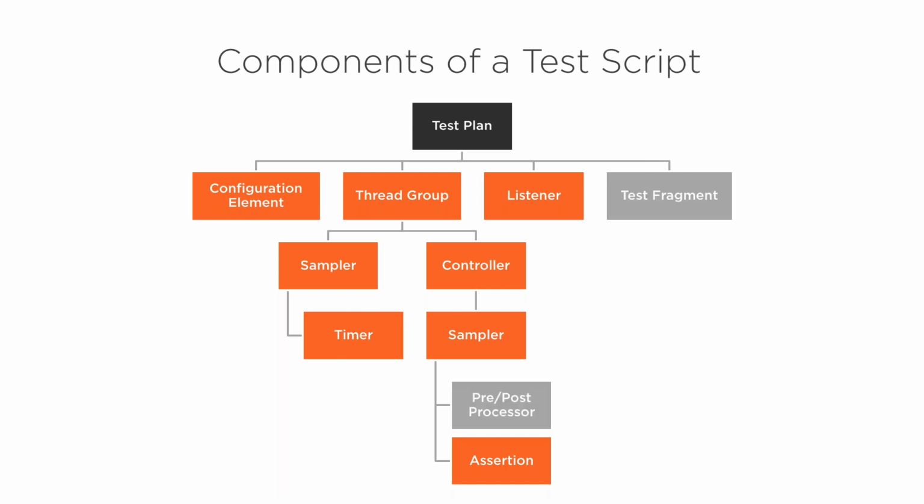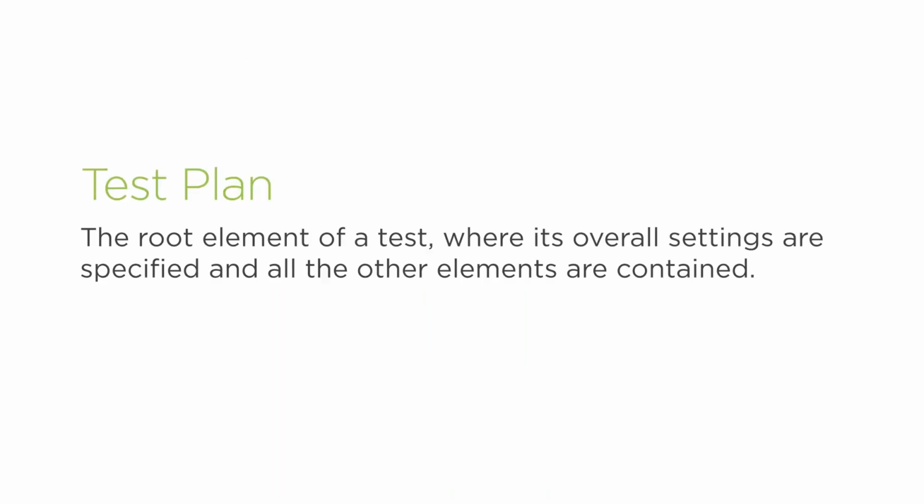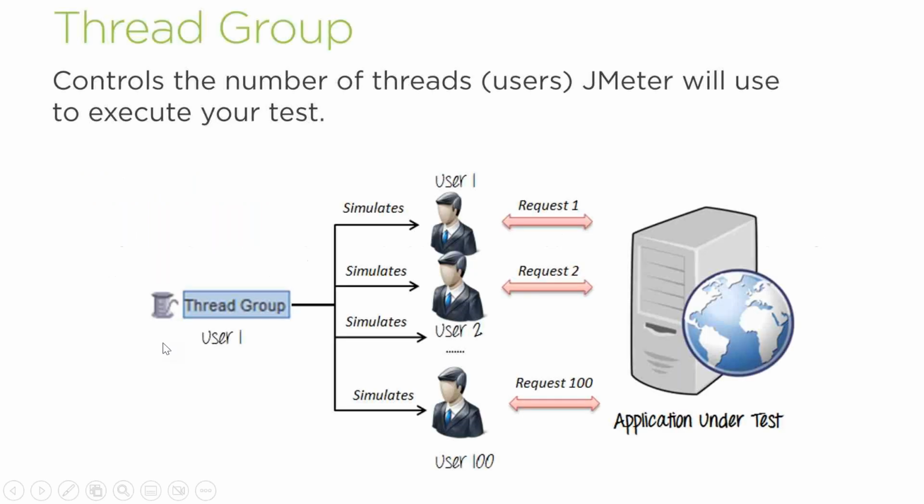So here, this is something which we have to understand. So what is a test plan then? The test plan is basically a root element of your test, where its overall settings are specified for all of your performance testing parameters. That means test plan is basically the root element for your performance testing. Okay, simple. Now here, what is a thread group?